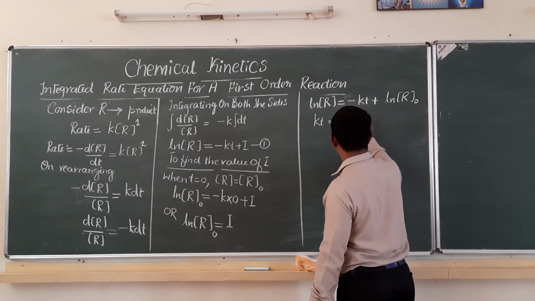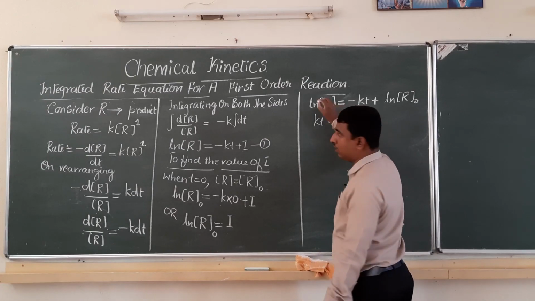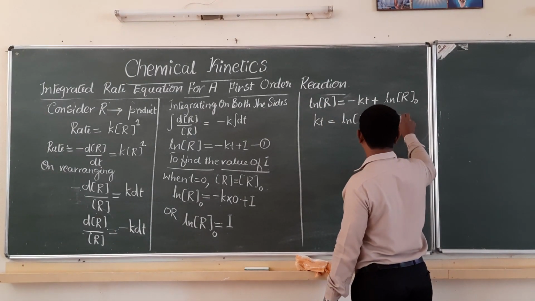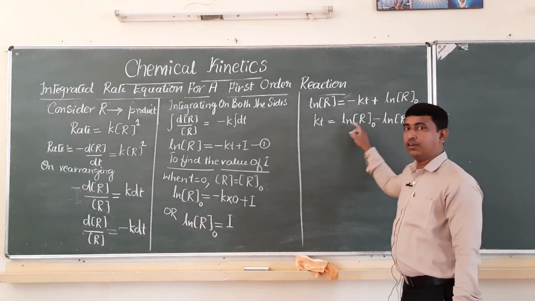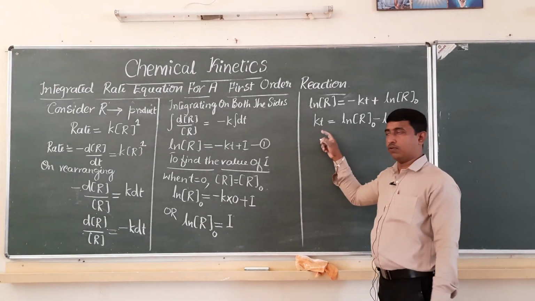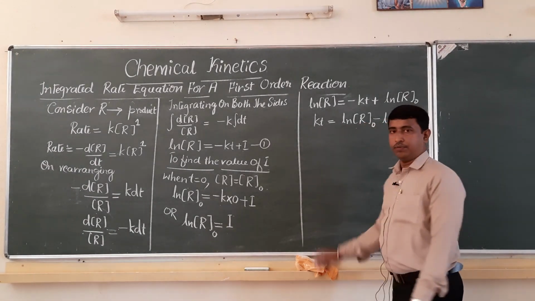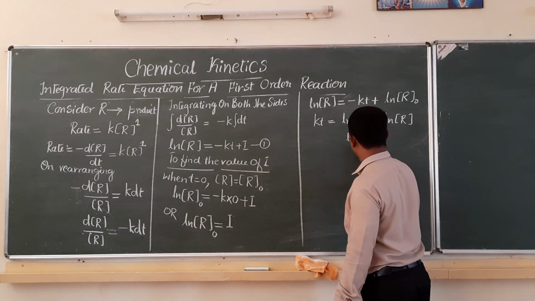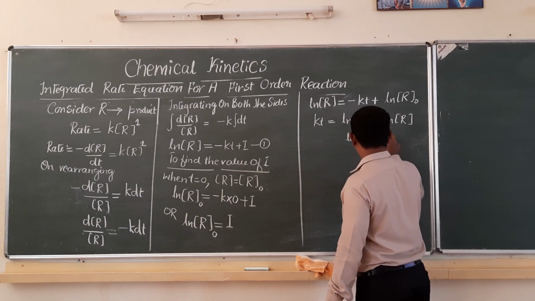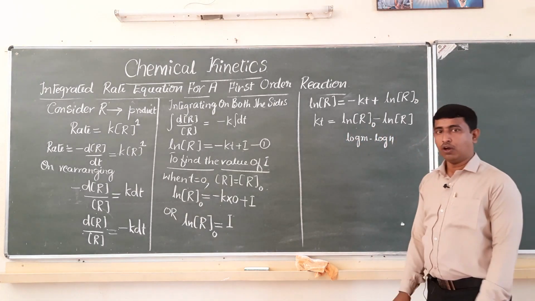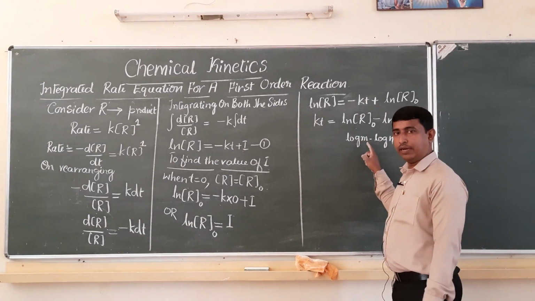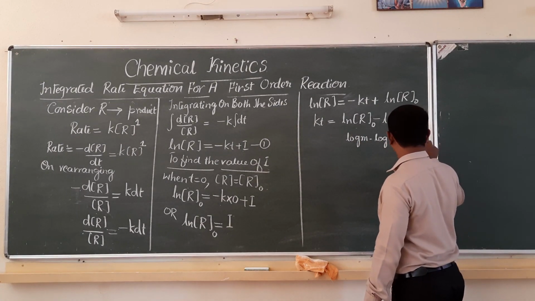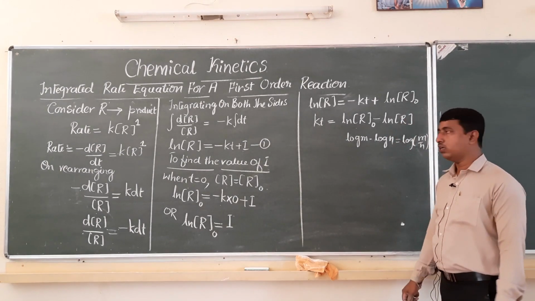So it is ln R0, take this ln R to the right hand side, it becomes minus ln R. So kt is equal to ln R0 minus ln R. Now this is of the form log m minus log n. Log m minus log n is equal to log m by n.